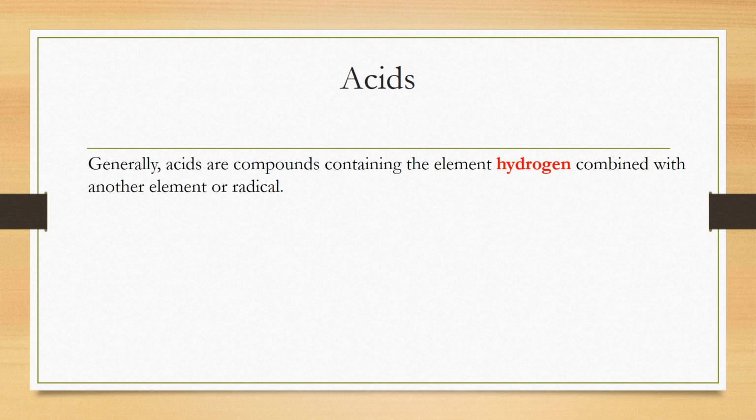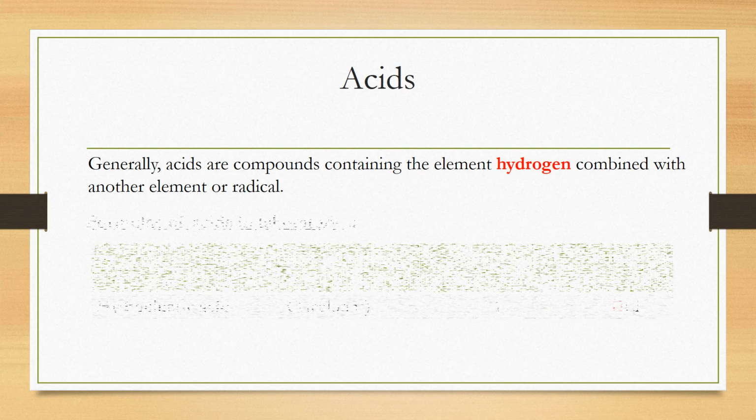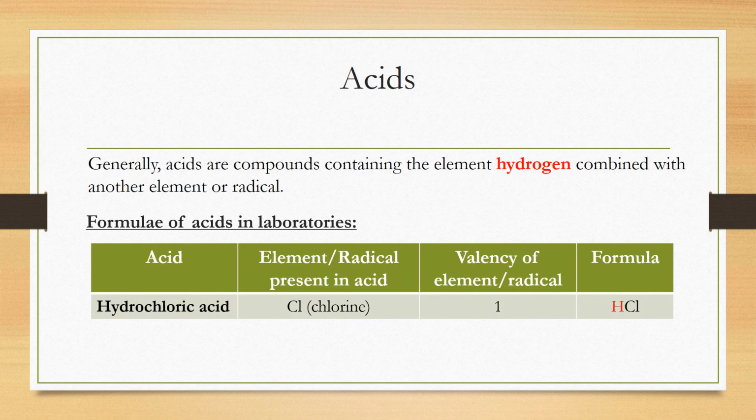We will now have a look at the formulae of commonly used laboratory acids. In addition to hydrogen, hydrochloric acid also contains the element chlorine. The valency of both hydrogen and chlorine is 1. Therefore, the formula of hydrochloric acid is HCl.